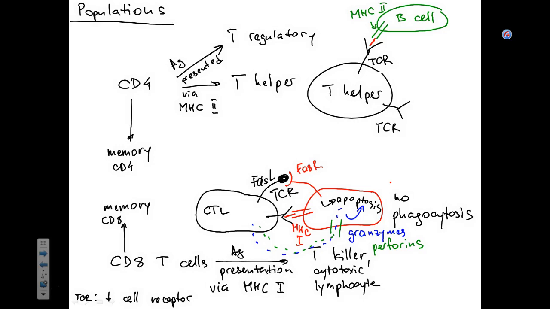Does that make sense? Now, T helper cell, by interacting with that specific antigen right here, will stimulate B cell to become plasma cell and produce antibodies. So it increases, we can call it increased B cell activation. Is that understood? Is that clear?